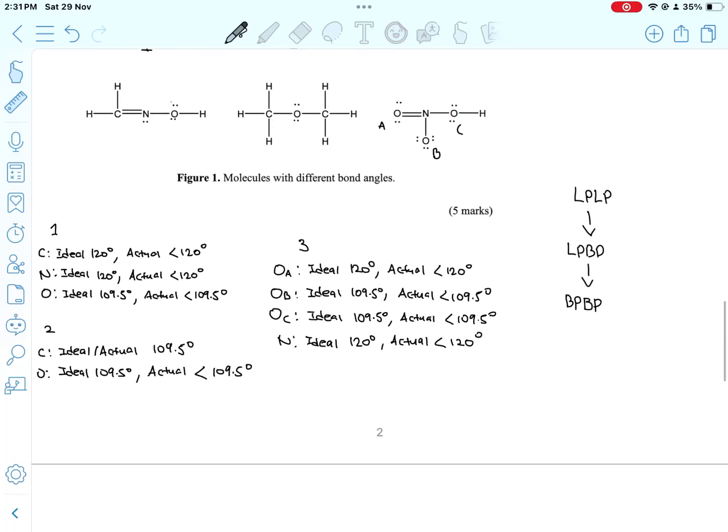And for the nitrogen, you have 1 double bond and 2 normal bonds. So the ideal will be 120, but the actual will be less than 120 because of the double bond.